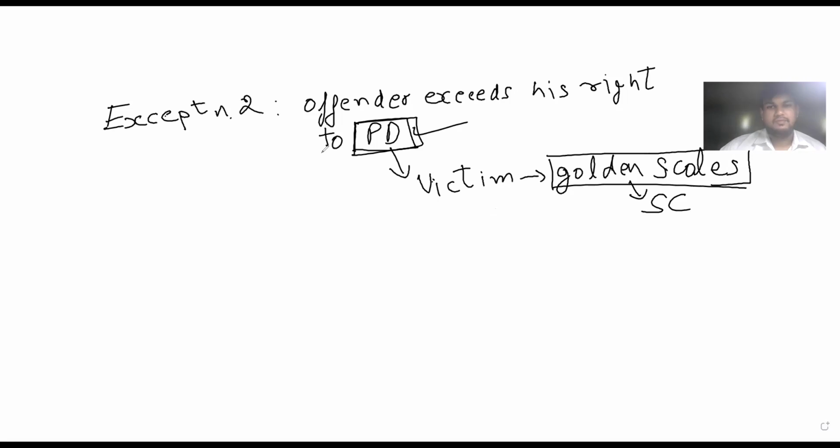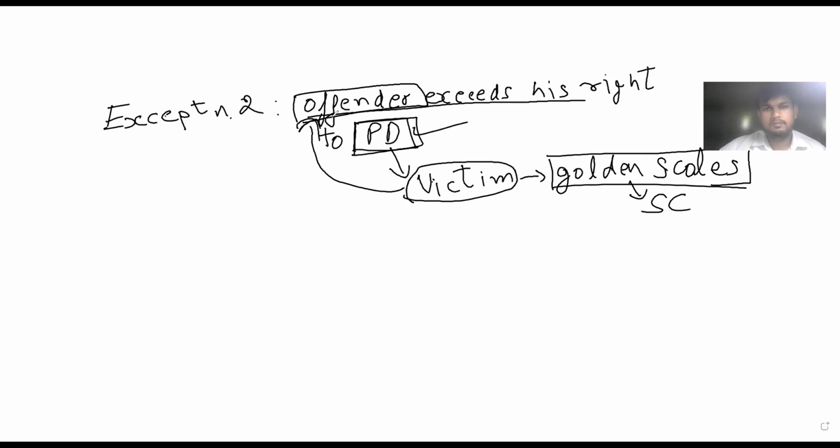So in that case, here it is the offender. This victim in exception 2 is the offender. And here, if the death is without premeditation or pre-planning, there should not be any planning.